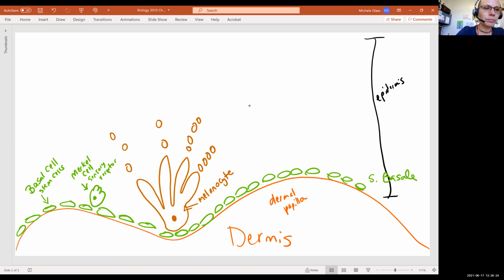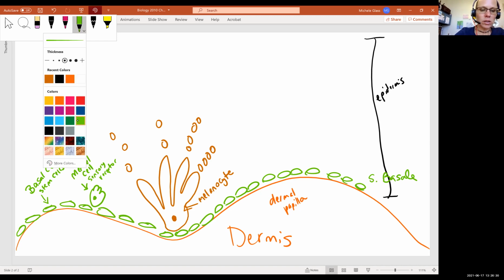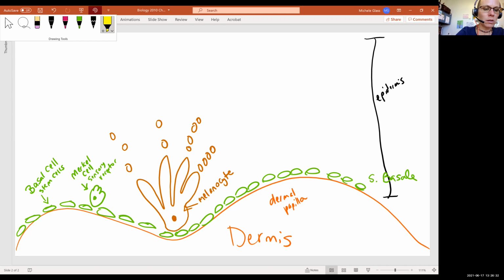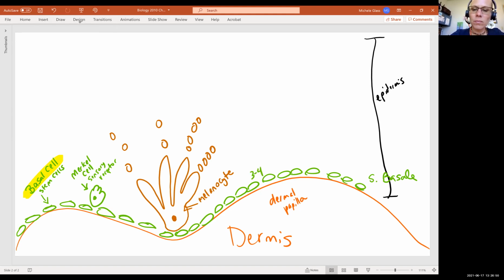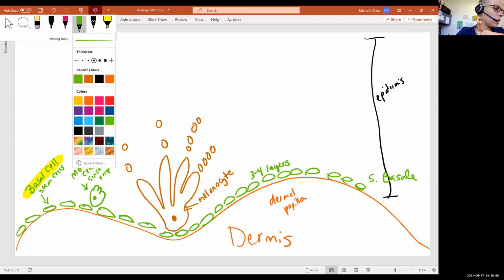progress in the future. Now, this layer, this stratum basale layer, is of course named based on the presence of that basal or stem cell. And we'll see there's some variation as to how thick this layer can be. I don't actually have that written down, so I'm going to say like 3 to 4 layers thick. Okay. The next layer that we want to draw in is going to be our stratum spinosum.